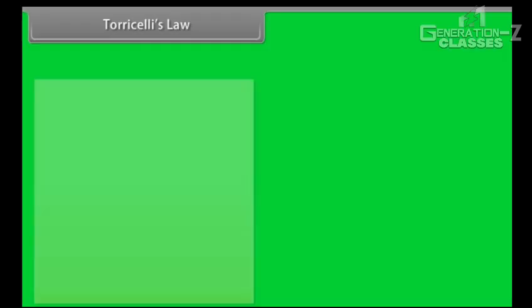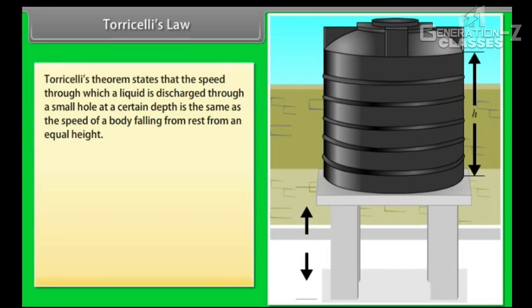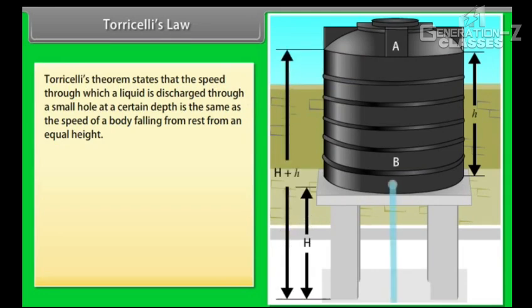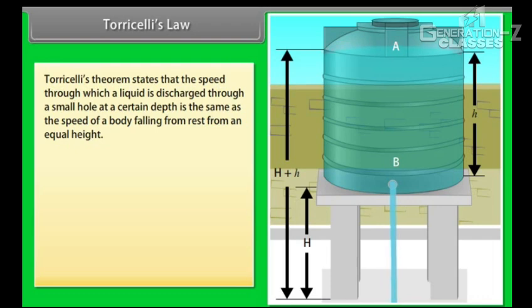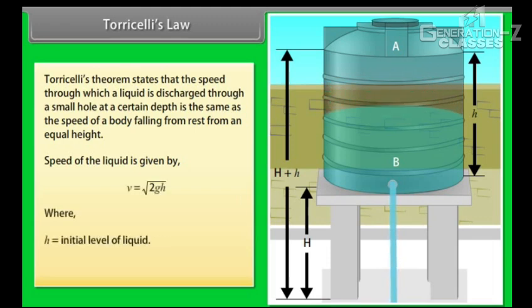Torricelli's law. Torricelli's theorem states that the speed at which a liquid is discharged through a small hole at a certain depth is the same as the speed of a body falling from rest from an equal height. The speed of the liquid is given by v = √(2gh), where h is the initial level of the liquid and g is the gravity constant.